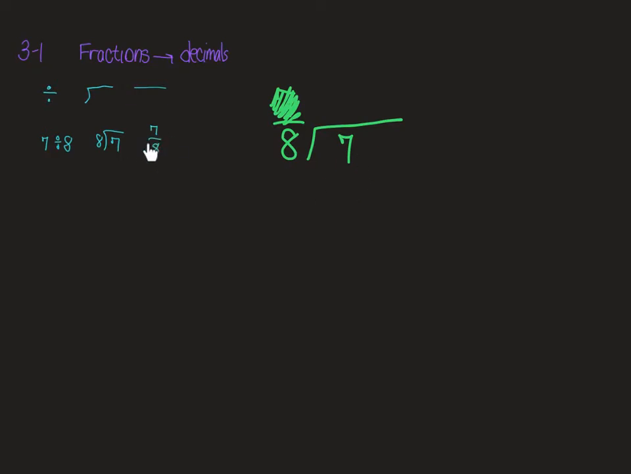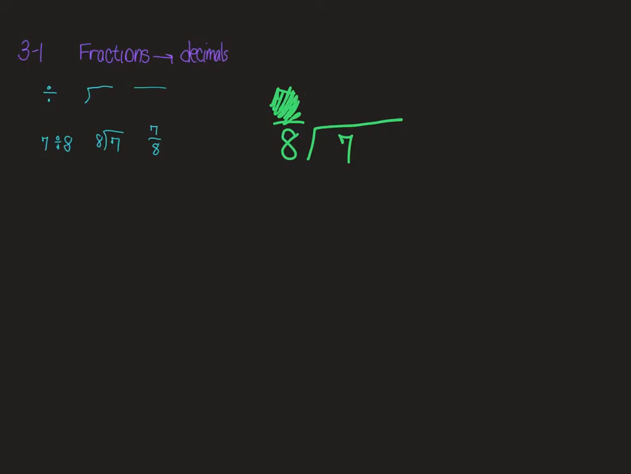Sometimes when it's a fraction, I get confused. Is the 7 in the house, or is the 8 in the house? Who's in the house? Who's the divisor? Who's the dividend? And so it just confuses me. So I write it as a fraction. I draw my house on ground level. Now I know my 8's on the outside. The top guy comes in.